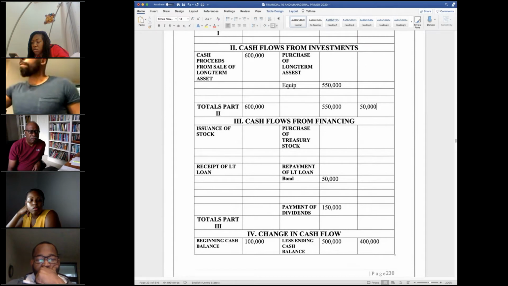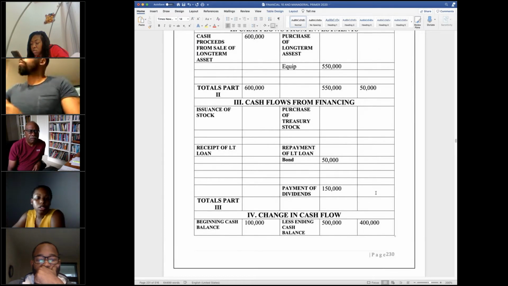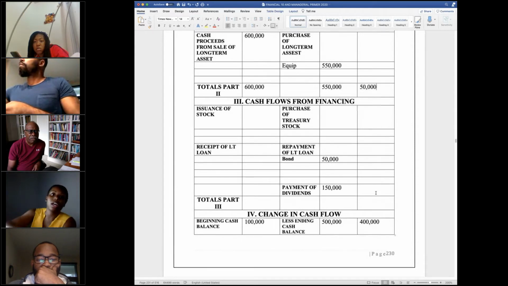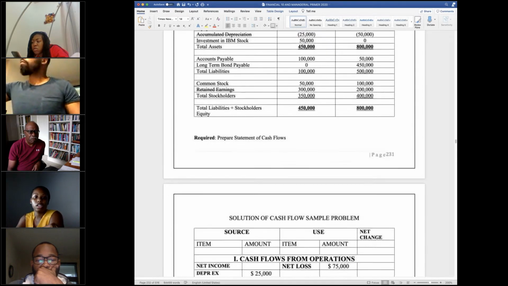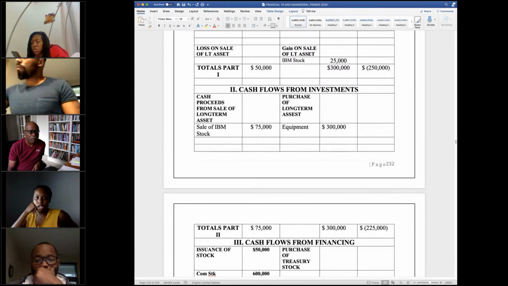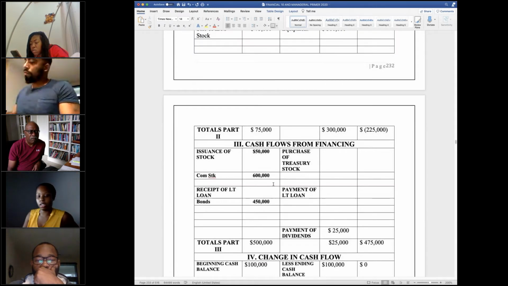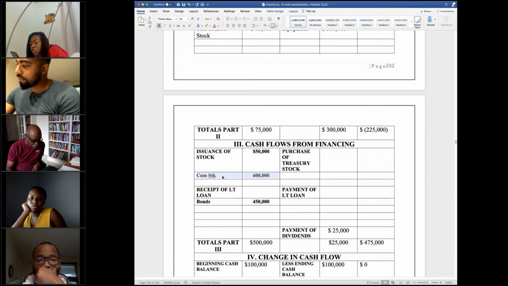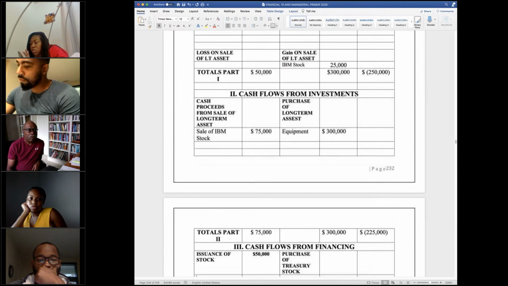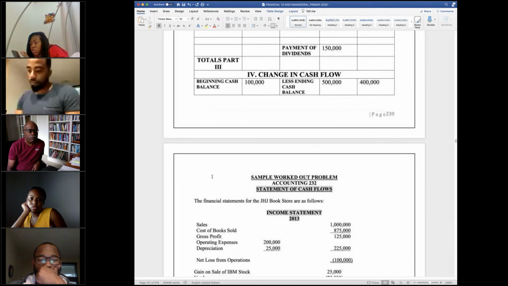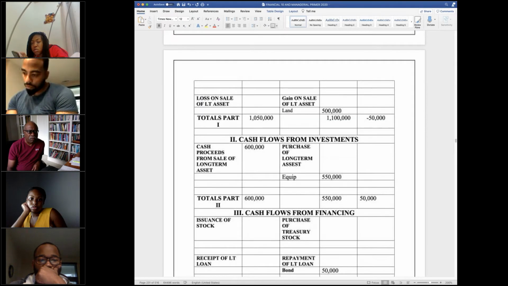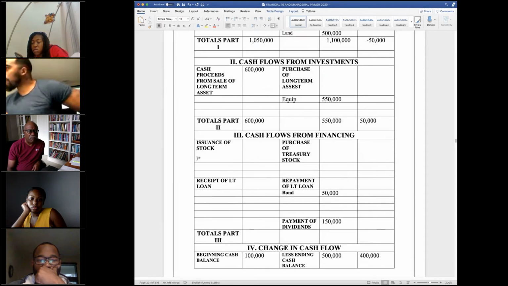And then what happened in the third part? Oh yeah, it was use. But we left something out, didn't we? Common stock. Yeah, I guess I may have put it on the wrong one. I think common stock was, shoot, I forgot. 600,000. Oh, okay, yeah. I just put it in the wrong place. Okay, so the common stock, it's just gonna be 600,000.